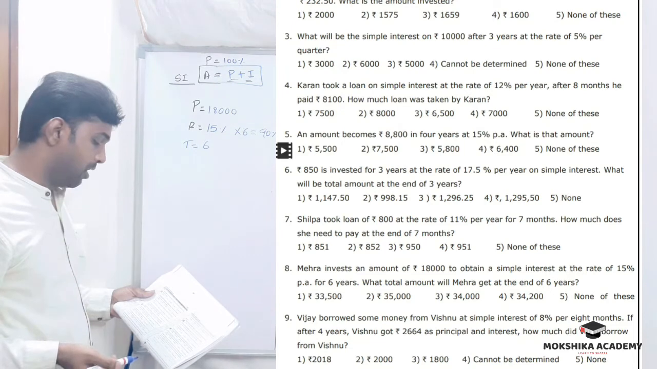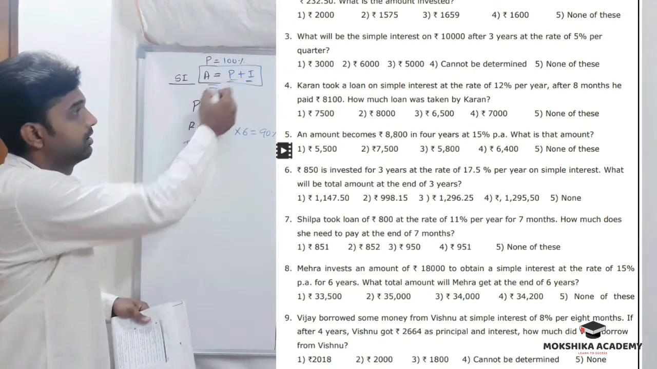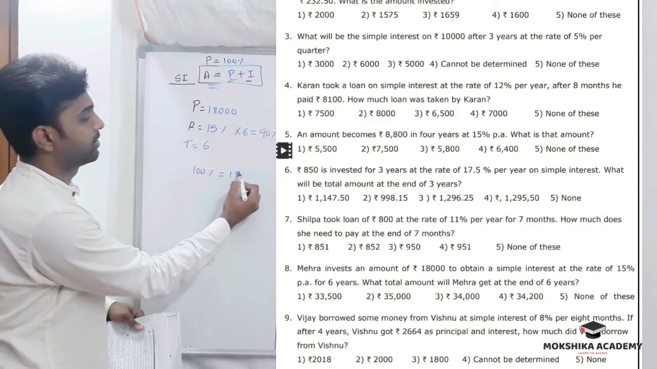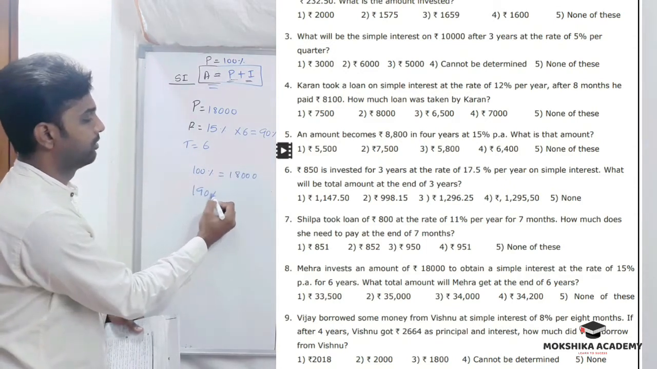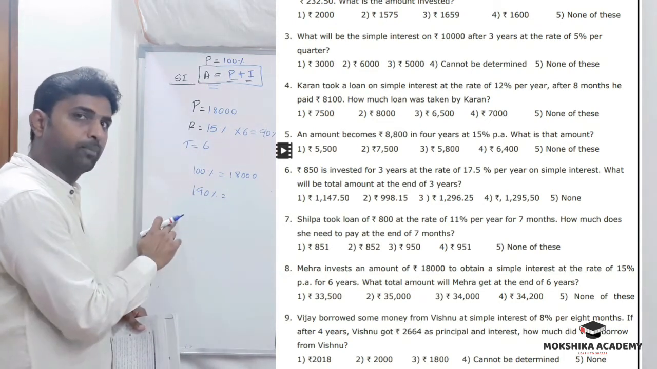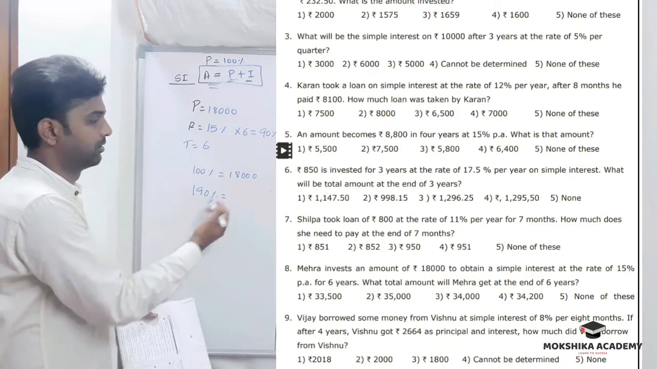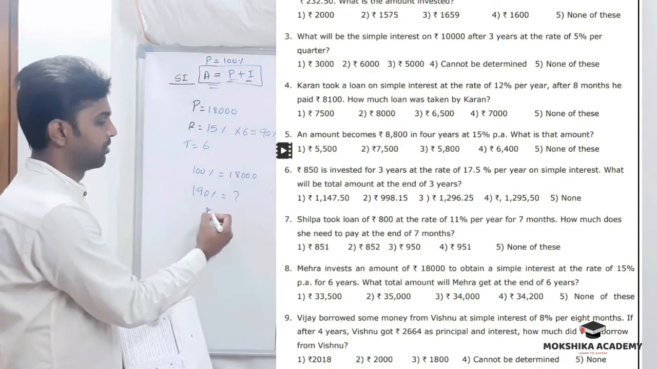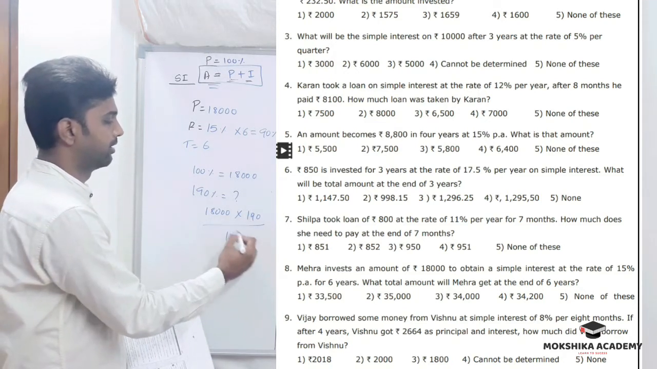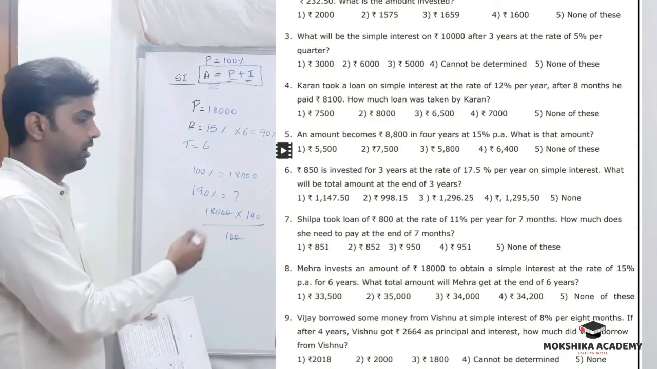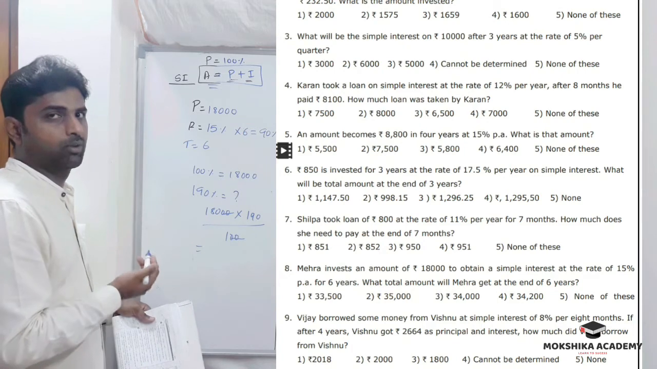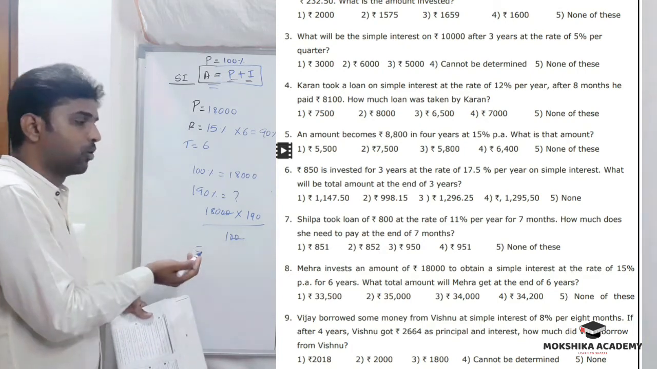What do you need to calculate? The total amount. Total amount means principal plus interest. So here the principal is 100%, that is 18,000. Amount means principal plus interest, 100% plus 90%, 190%. So 18,000 into 190 divided by 100. The zeros cancel, so 18 into 19. What is 18 square? 18 square is 324. So you can go by that way also.